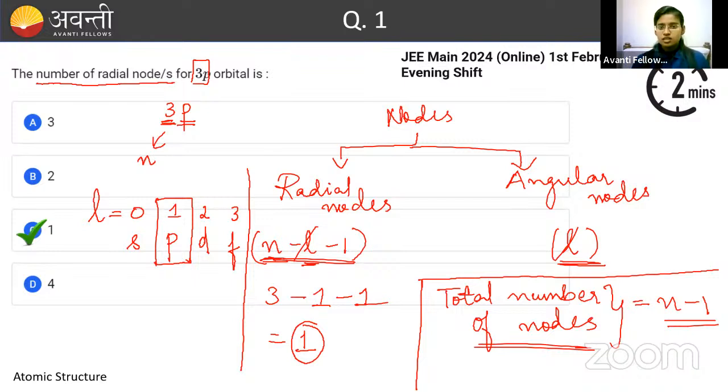Clear? So is this question clear for all of you? Shall I go for the next? If yes, give me a thumbs up or type yes in the chat box so that I can move on to the next. If you want to ask something or if you have any doubt, put that also in the chat box. We'll discuss that and solve it.